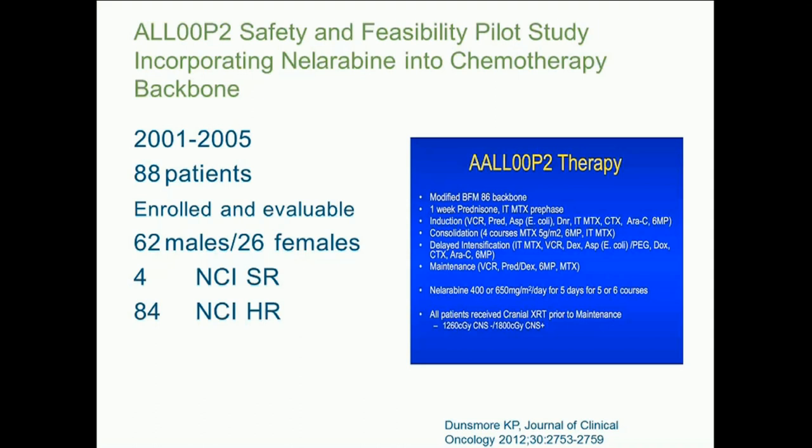And then nelarabine was given at either 400 or 650 milligrams per meter squared per day for 5 days for 5 or 6 courses, depending on when they became eligible for nelarabine. And we chose that lower dose because we were now giving it with other drugs that had competing neurotoxicities. And if that was going to be unsafe, we wanted to know that first. All patients received cranial irradiation prior to maintenance at a lower dose than was used during that time period for treatment.